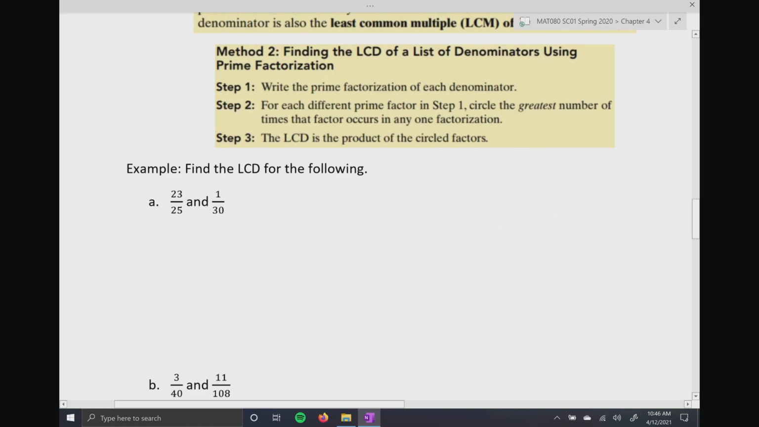There are 3 simple steps. Step 1, write the prime factorization of each denominator. Step 2, for each different prime factor, circle the greatest number of times that factor occurs. And then step 3, the LCD is going to be the product of the circled factors. Let me show you what this is. Here's step 1.